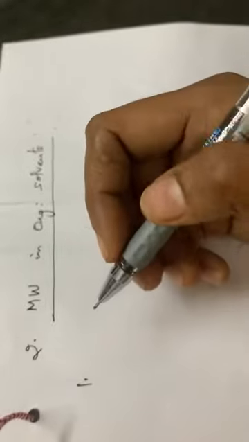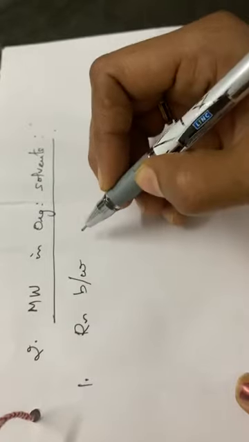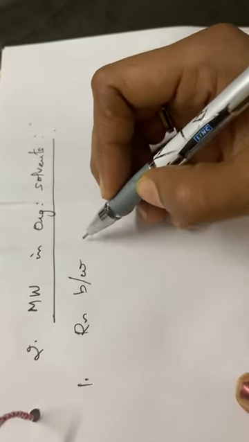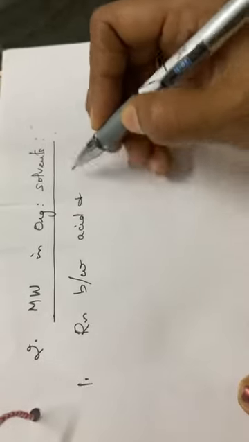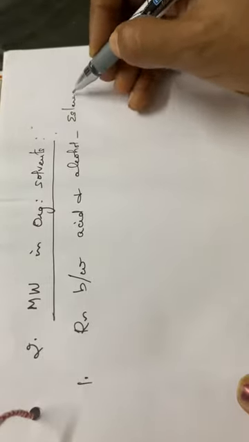See, we have to go through some of the examples. First is the reaction between carboxylic acid and alcohol. That means it is an esterification reaction, the reaction between acid and alcohol.